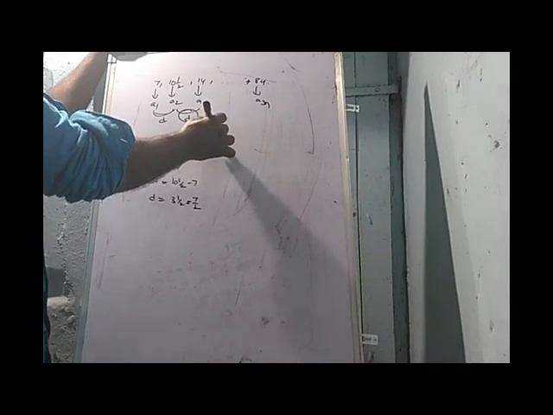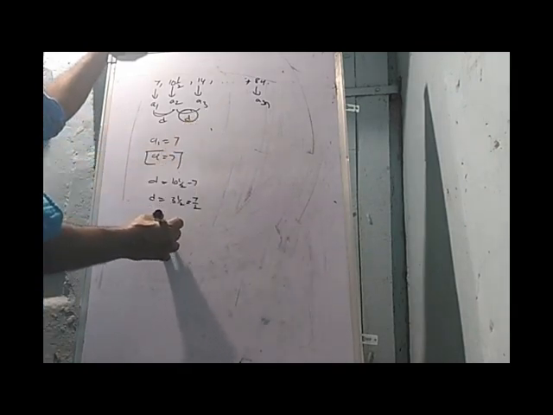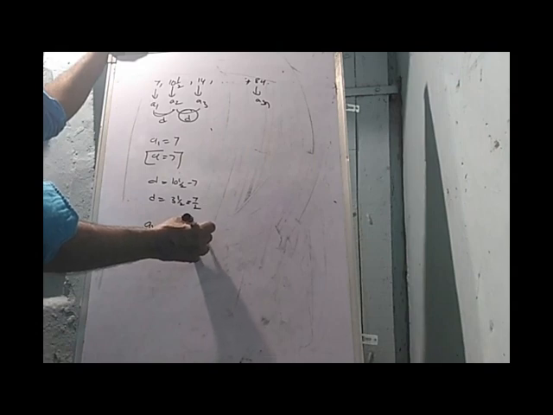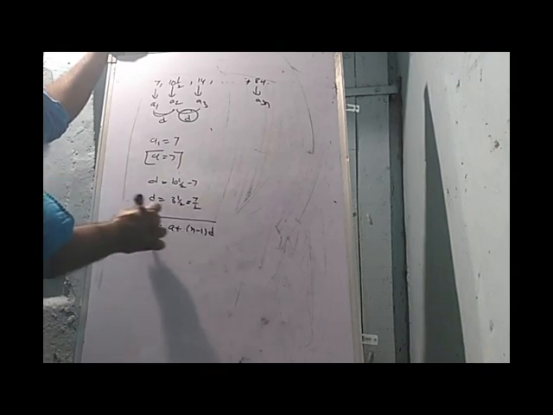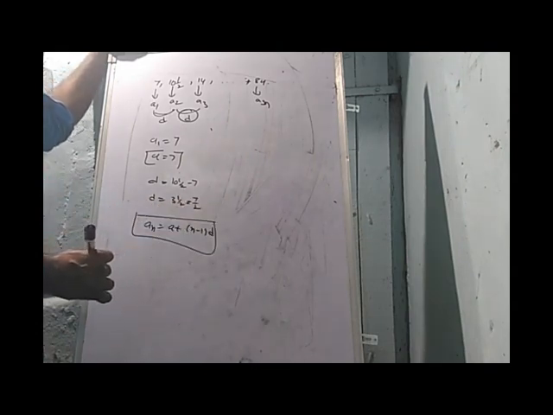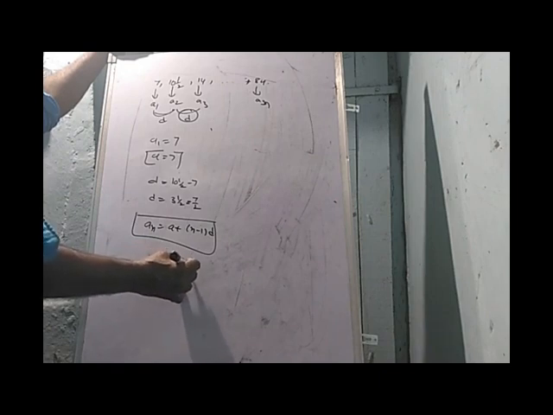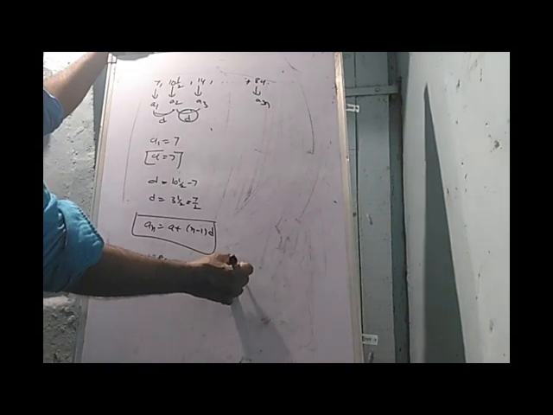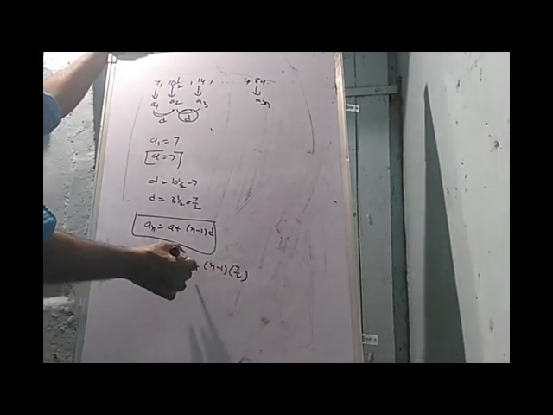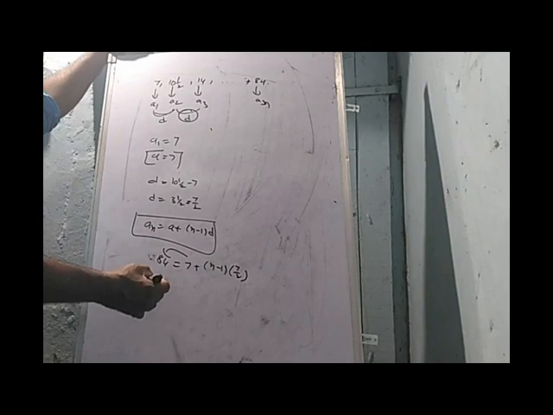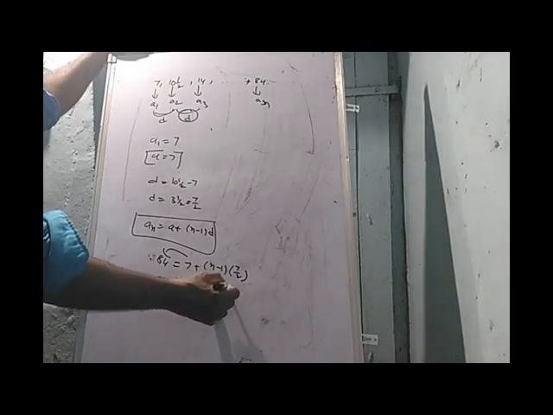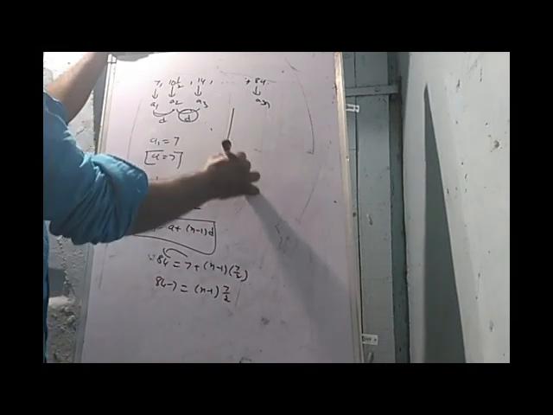Next, we need to find the nth term. What is the nth term here? a plus n minus 1 into d. This is the nth term formula. We can substitute the values. An is 84, so 84 equals 7 plus n minus 1 into 7 by 2. Transposing 7 to this side, 84 minus 7 equals n minus 1 into 7 by 2. Let us see here.